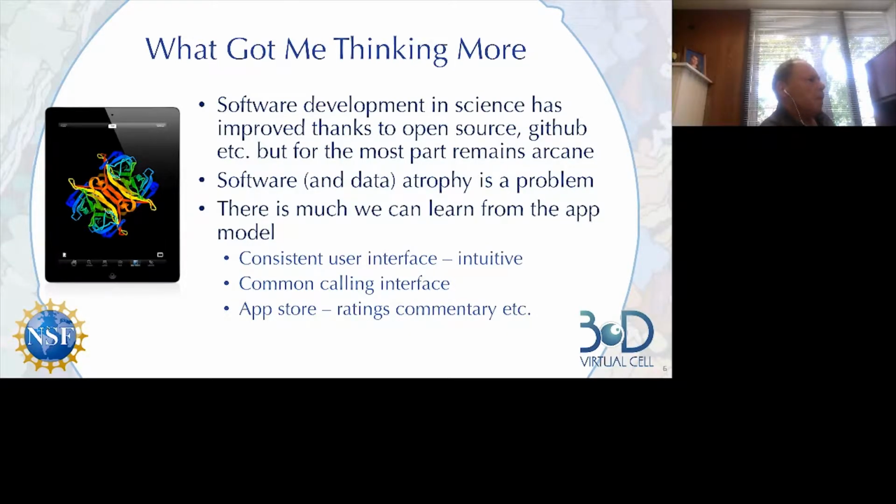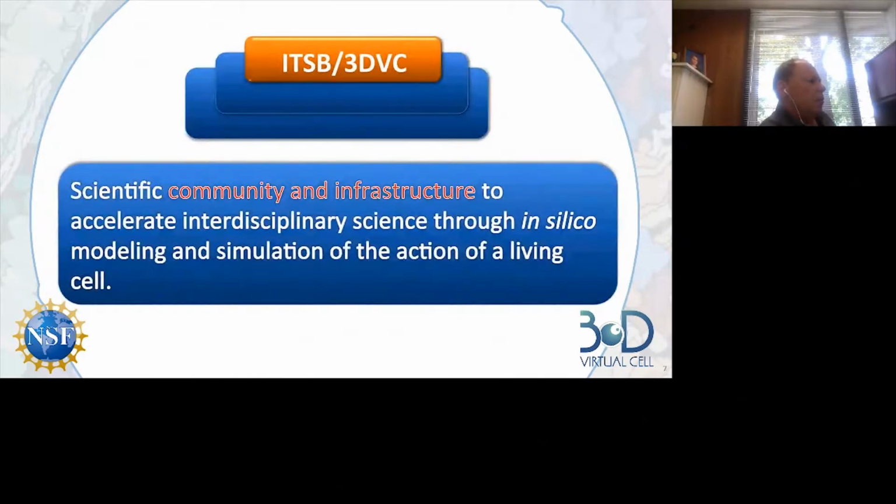So that then led to the idea of this 3D virtual cell project, which was really to build community infrastructure to accelerate interdisciplinary science. Obviously, there are some very valuable efforts already going on in this space. The virtual cell project from Leslow and others, of course, in Connecticut is a good example, just to name one. There are a number of others.